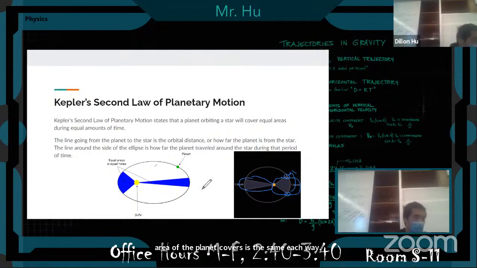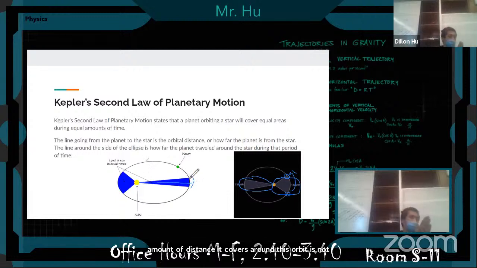Well, if you look at these two, I guess, triangle-ish things, right? When it's farther away from the sun, the height of this triangle, in other words, how far the planet is from the sun, is going to be very big. But the amount of distance it covers around the orbit is not very big. So it's like a tall height, skinny base. So when you combine the two, you get a triangle.